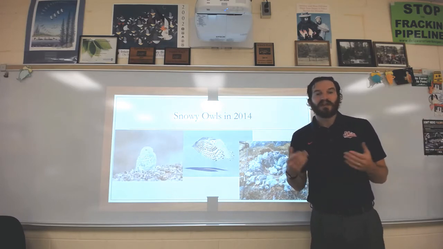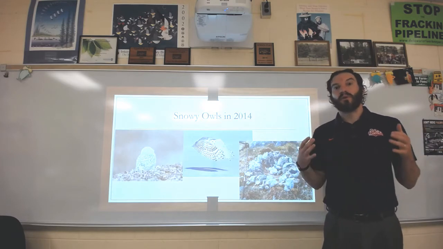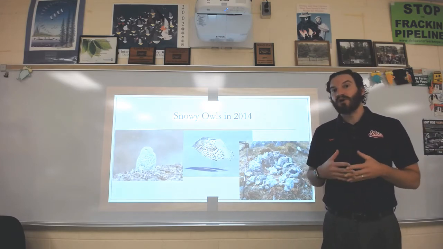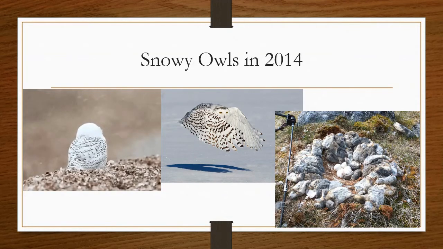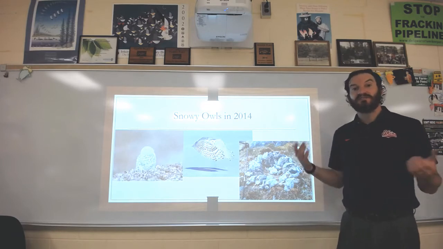In 2014, there was a bumper year for a prey species called bog lemmings. So this is a bog lemming over here. This is actually their nest, lined with bog lemmings. These are all carcasses of the bog lemming, and they would just consume them when they needed them for food. But you can see they have 4 eggs in there. That's usually the average clutch size, between 3 to 5 eggs.